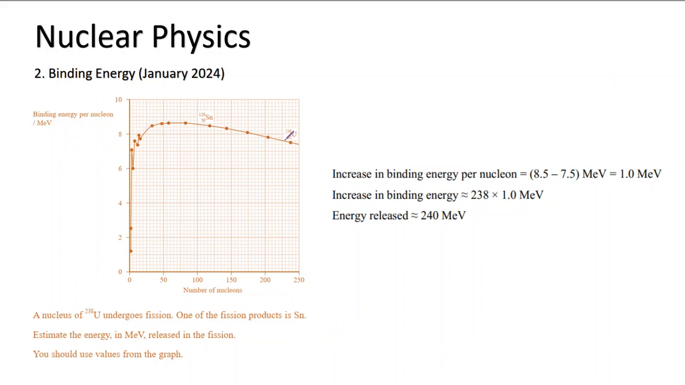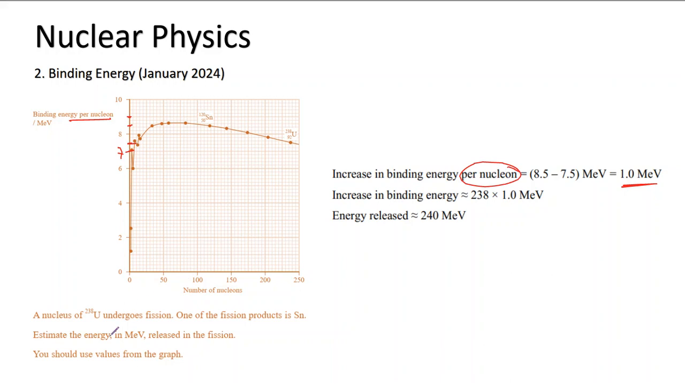So when you look at the binding energy per nucleon of uranium, this is 6, this would be 7, so somewhere between 7 and 8, about 7.5. And the binding energy per nucleon of Sn, this is 8, this is 9, so this would be somewhere around 8.5. So the increase in binding energy per nucleon would be 8.5 minus 7.5, that is 1 MeV. So that would be binding energy per nucleon.